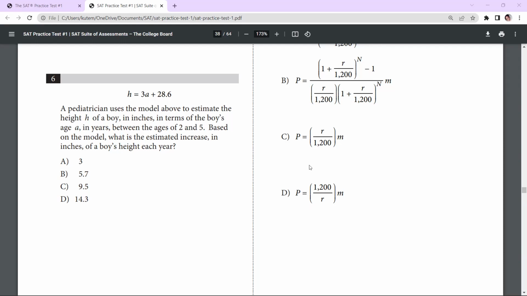14.3. Okay, we have, no, D, I mean 9.5. Sorry, 9.5. Okay, so that's C. Does everyone agree with C?